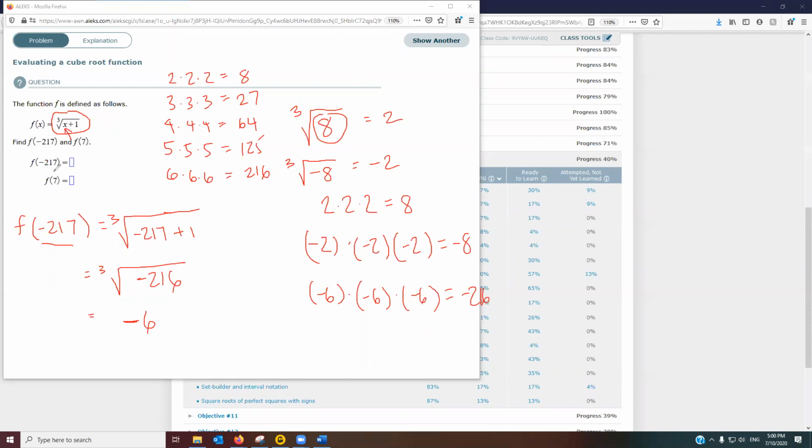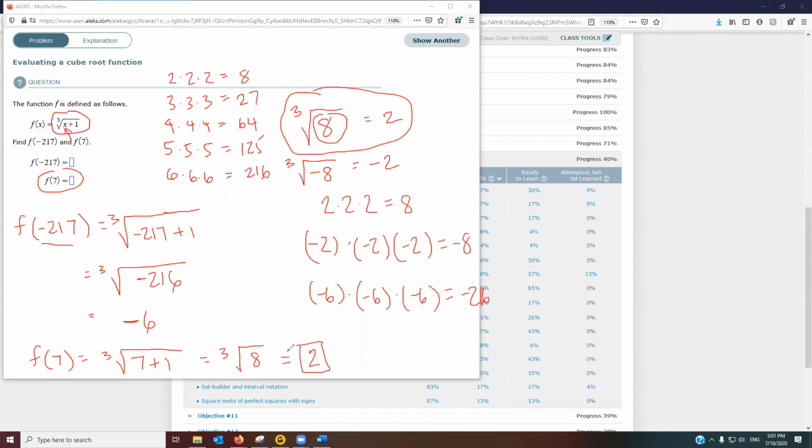All right, let's go to this other one. How about f of 7? Well, f of 7 is asking me to take the cube root of 7 plus 1. That's the cube root of 8. Remember, that's asking me what number times itself 3 times equals 8. And we said a little earlier that the answer to that is 2.